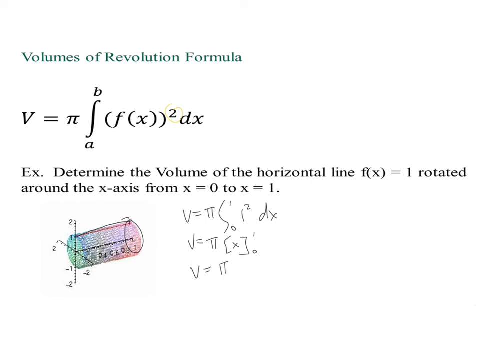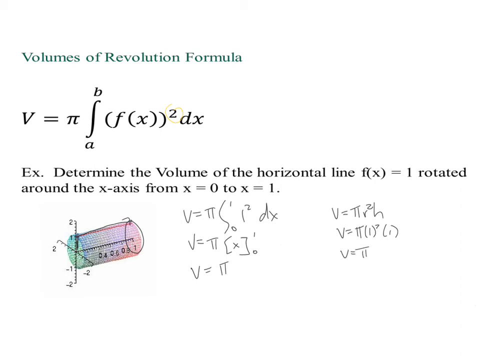Let's compare that to what we already know. We know from before, cylinders are pi r squared h. So in this case, you can see in the question our radius is 1 and our height is also 1. So you can see that it actually does give us the same answer.